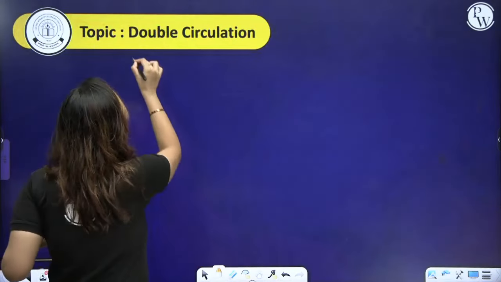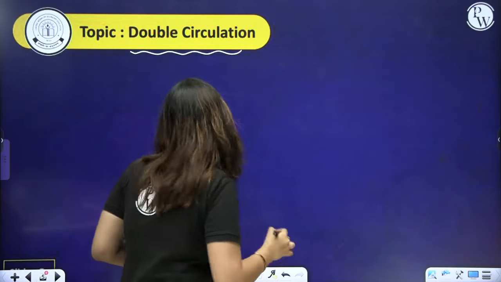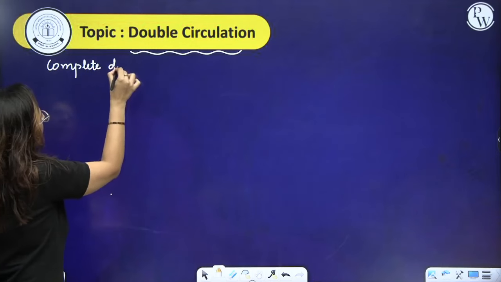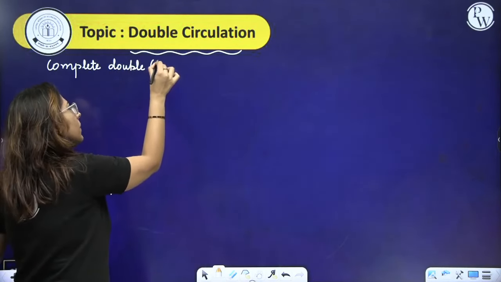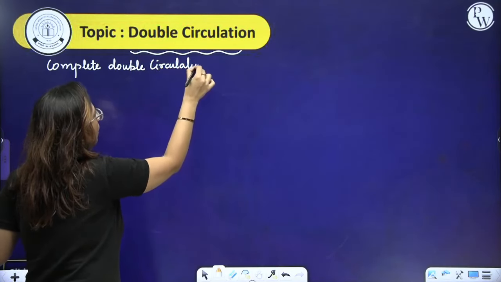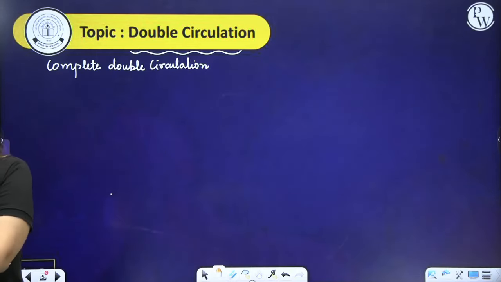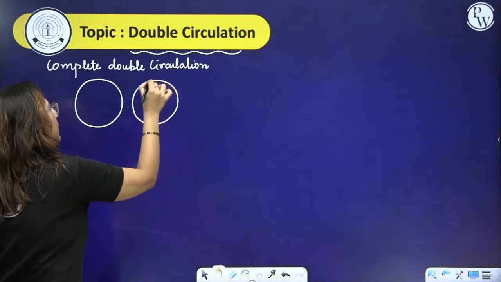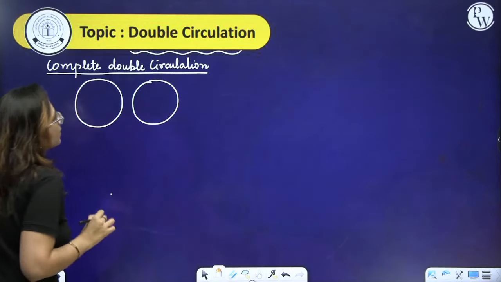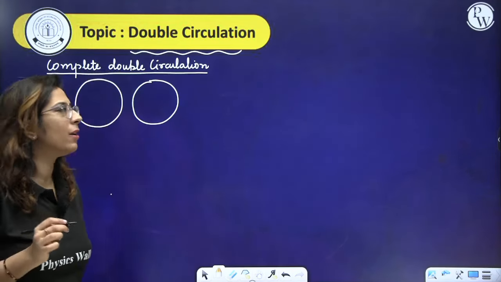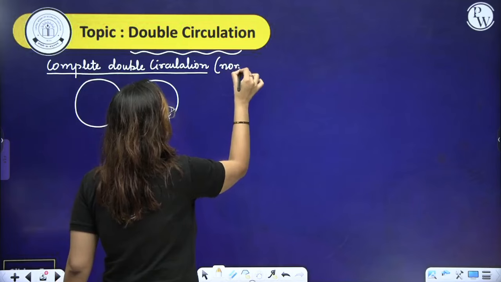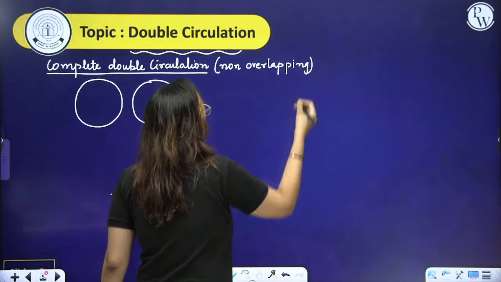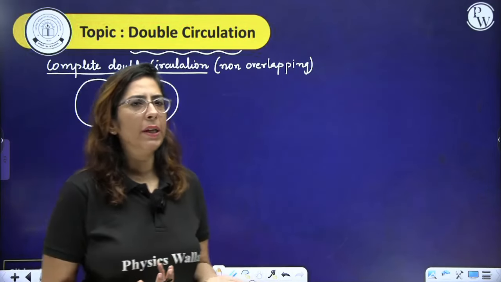Clear? Now, the double circulation. Double circulation topic we have already discussed. In our body, what we have is complete double circulation. Complete double circulation means two circles are formed. This is circle number one, this is circle number two. Two circles of circulation, right? And complete means these circles are not overlapping. So this is non-overlapping. I'm making you understand this concept in a very easy way. When there is overlapping, that means there is an incomplete double circulation.